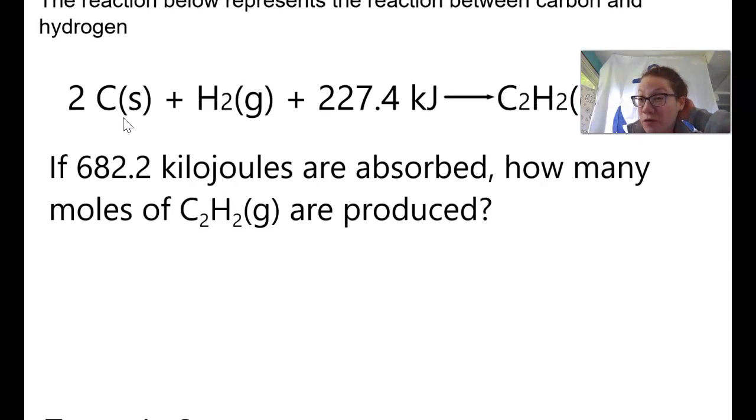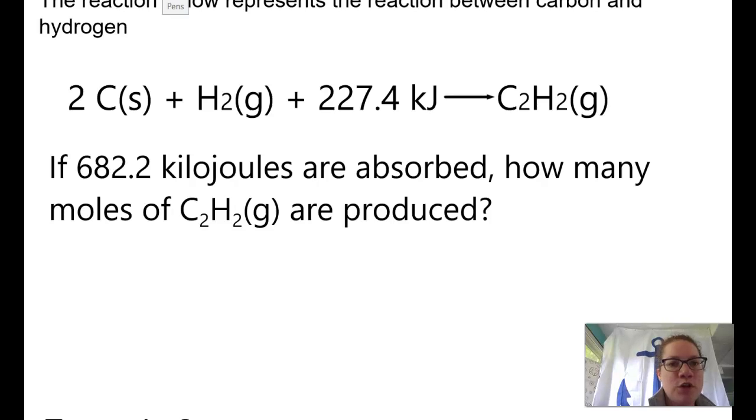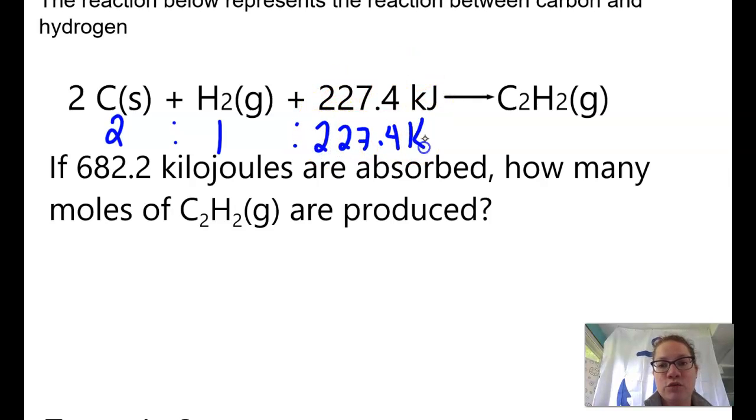So just like we did before, you can set up a proportion or you can use dimensional analysis to do this. I'm just going to use a proportion because I just find it to be really simple. So I'm going to go ahead and move myself down here. And then we're going to say, okay, remember when we did the mole to mole ratio and we did this, we said 2 to 1. Now here the number is the same, 227.4 kilojoules. And then there's going to be 1 mole here. So those can be your denominators.